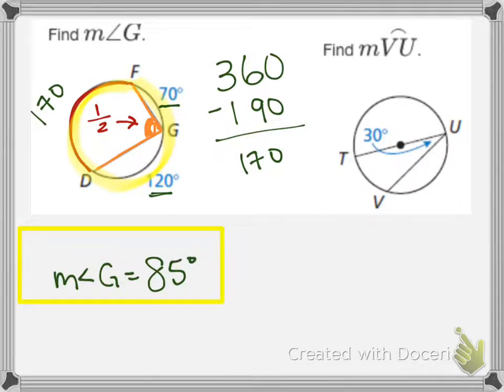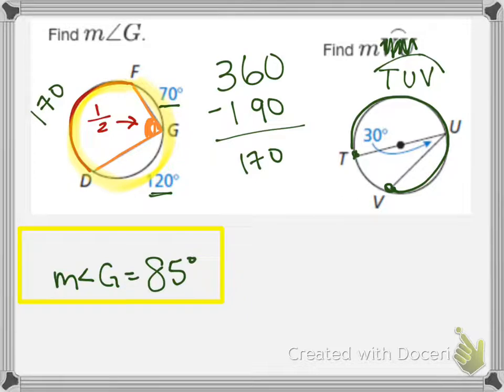I think I already did this one, but we can change it up. Just to give us some more review, let's find TUV. Arc TUV. So from T all the way to U.